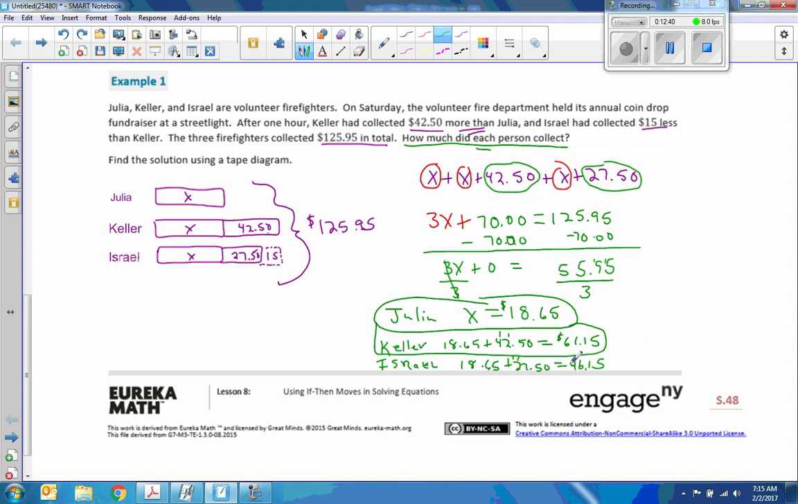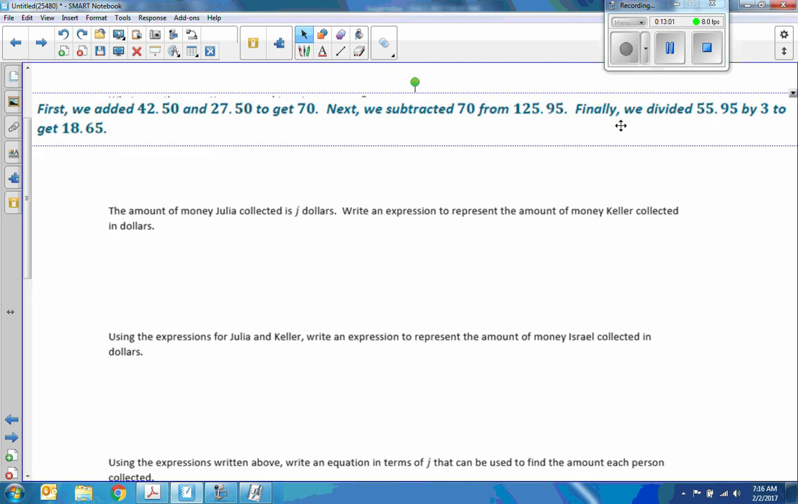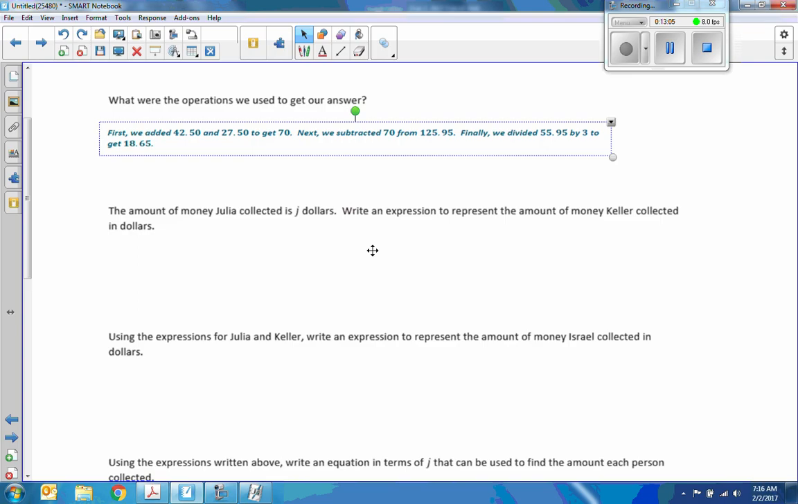Okay? So Julia collected $18.65, Keller collected $61.15, and Israel collected $46.15. So we answered the question. Okay, so now it says, what were the operations we used to get our answer? And the answer is, first we added $42.50 and $27.50 to get 70.